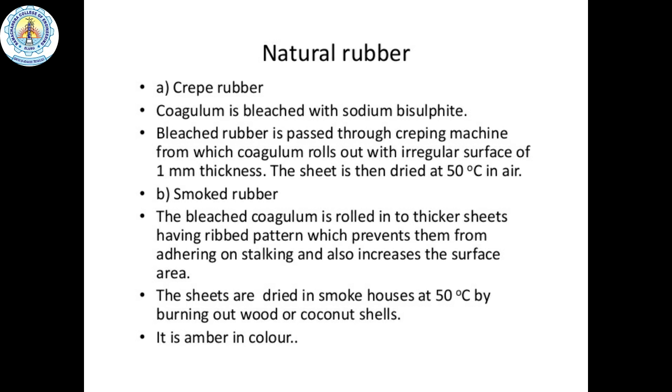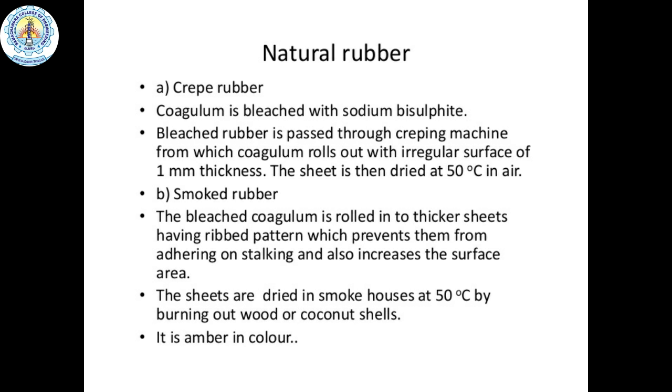Coming to the crepe rubber, the coagulum which is obtained in the previous slide is bleached with sodium bisulfite. The coagulum is then allowed to dry for about 2 hours. Then it is passed through a creping machine. The creping machine rolls out the coagulum with an irregular surface of 1 mm thickness. The sheets are then dried at 50 degrees centigrade in air.